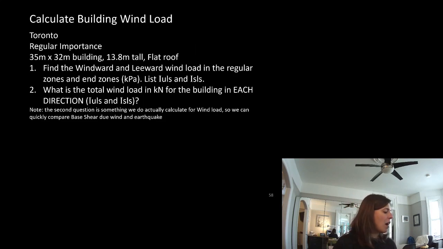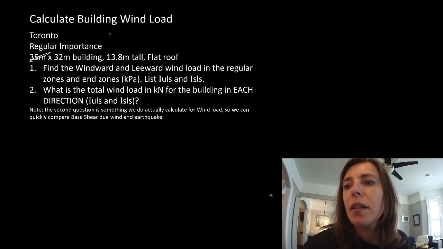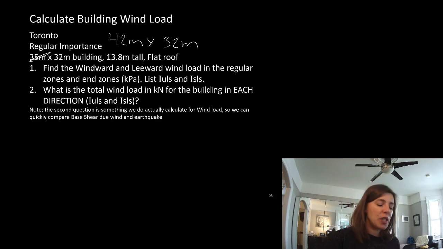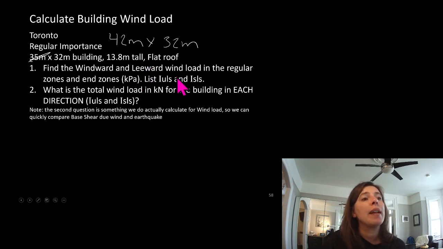So let's take our building, and again, this is 42 meters by 32 meters by 13 tall. And we want to find the windward and leeward wind load in the regular zones and the end zones in kPa. So we want to find that for ultimate limit states and serviceability limit states. So we have a regular importance building. And then what is the total wind load in kilonewtons for the building in each direction?